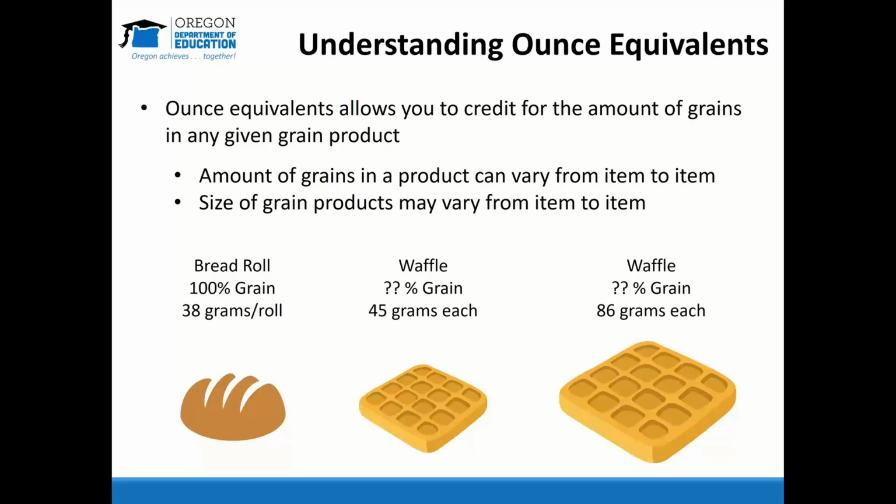Take a look at the bread roll that we have on the screen and compare it to the waffle that's in the middle of the screen. While the bread roll might be smaller and weigh less than the waffle, the amount of creditable grain flour in the products might be the same because the bread roll is mostly grains, while the waffles include other ingredients. In addition, grain products may vary in size. Waffles come in many different sizes, and with some crediting for far larger portions than the minimum. So the takeaway is that using ounce equivalents will help you figure out whether your portion sizes are meeting minimum serving size requirements.